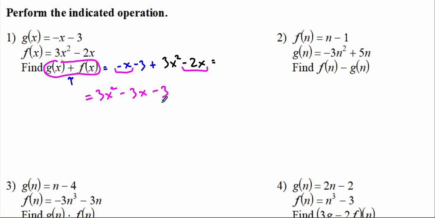Okay, so that's my answer. I'll put a box around it. So that's my final answer. Okay, let's jump to the next one.